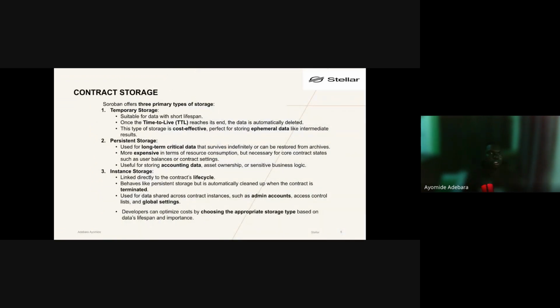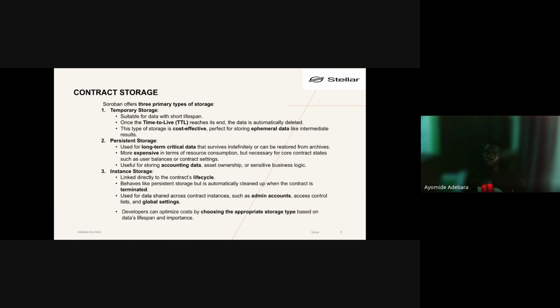We were able to explain that the contract storage is divided into three parts. We have the temporary storage, the persistent storage, and the instance storage. Notice that I'm reflecting or repeating what has been discussed from last time. All of this is for better understanding and deeper learning, as I always say. So the temporary storage, as the name suggests, has a short lifespan, that is, the data doesn't stay for a long time on the Stellar ledger.